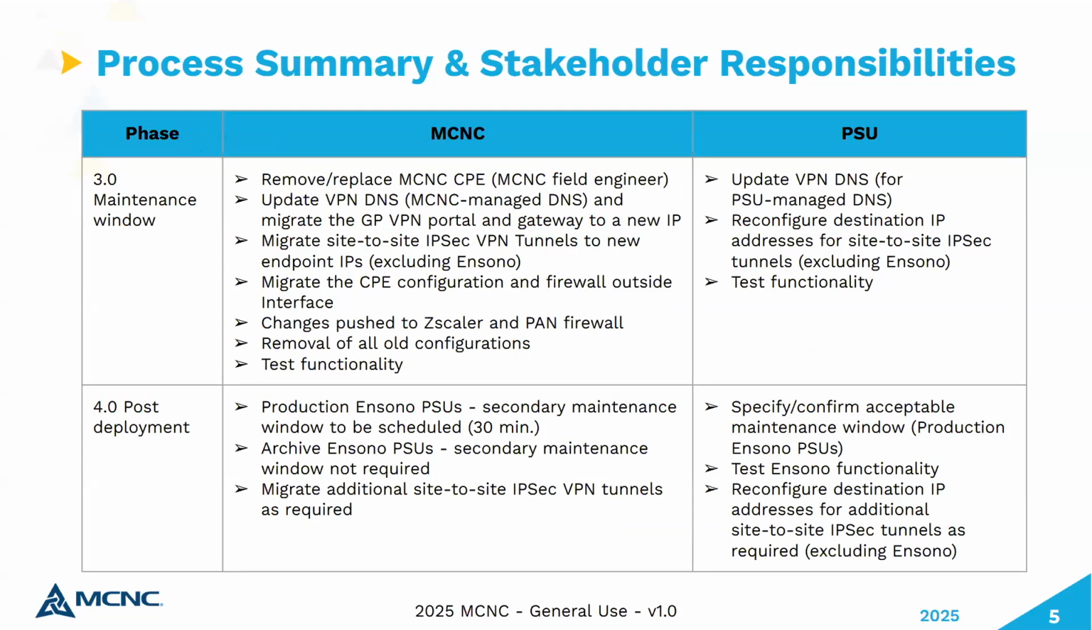The outside interface is going to change. That's also in line with the CPE changing out. And then after that, we'll go ahead and push all the other changes to the firewall once we have connectivity after the CPE change. And that'll be the bulk of the Zscaler changes. After all that, we'll clean up a couple things and have you test functionality to make sure nothing is broken. And we should be good to go.